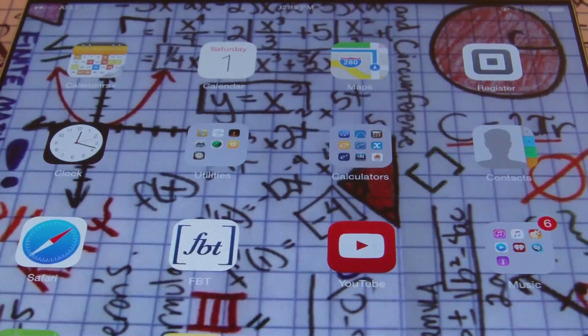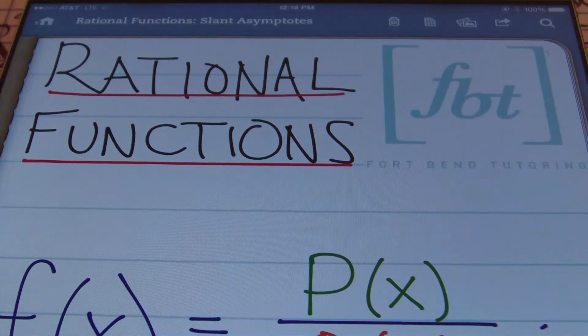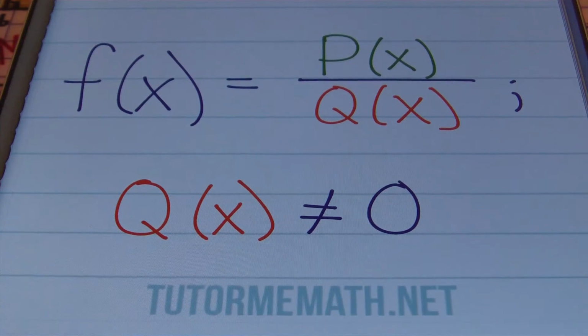Hello ladies and gentlemen, this is Mr. Whit with Fort Bend Tutoring, and today's tutorial is going to be about rational functions and finding slant asymptotes, or oblique asymptotes. So first of all, when dealing with rational functions, you need to know that you'll be using the format f of x equals p of x, a function divided by another function, where the function in the denominator cannot equal 0. It just can't. It would be undefined.